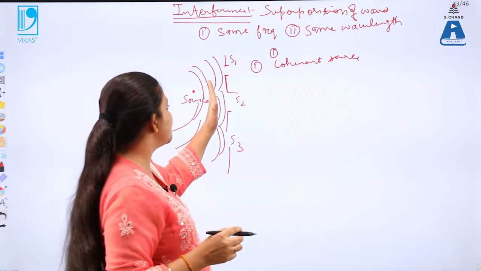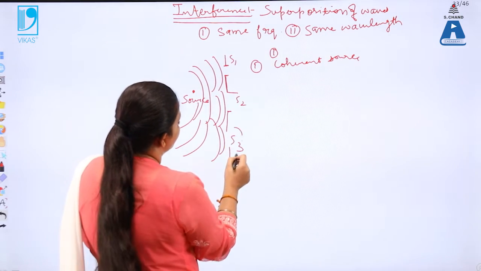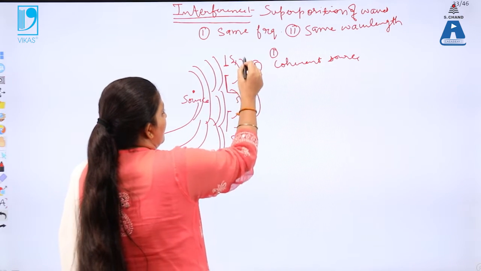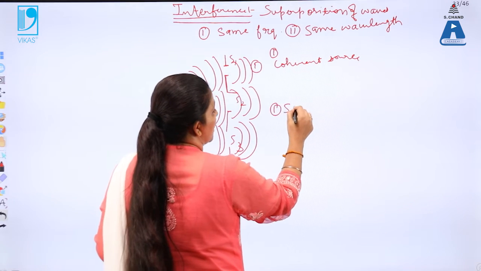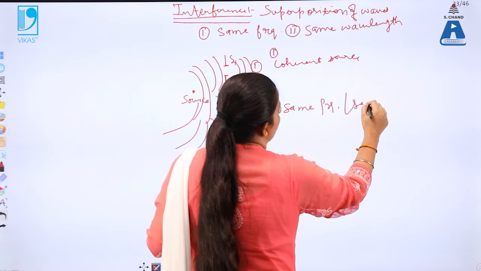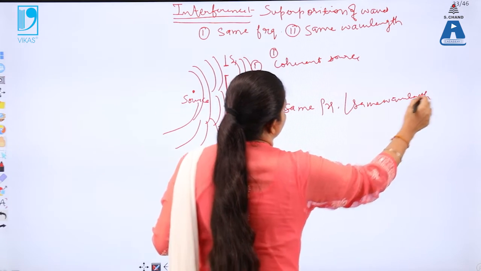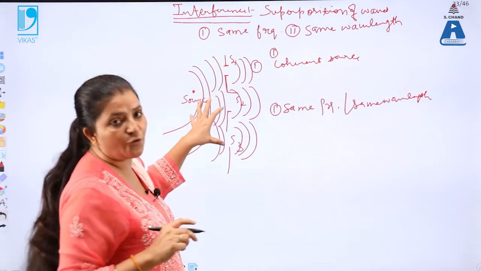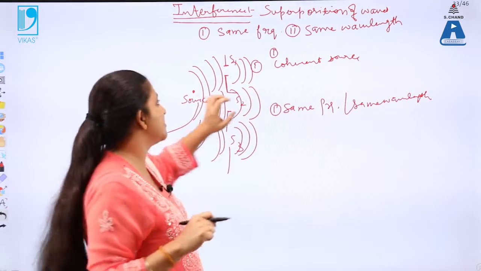Now the wavefronts which are coming out from these slits, here the wavefront which is coming out from this slit and over here, these wavefronts must have the same frequency, or you can say the same wavelength. Such types of sources are called coherent sources. So this is the first and an important condition for interference.